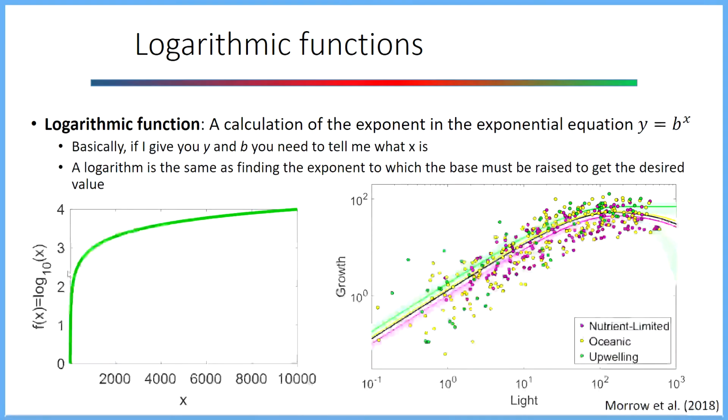Plotting this data using a log-log plot allowed us to clearly see the relationships and then fit a function to the data. By doing this, we were able to determine that there was no statistically significant difference in the relationships between growth and light in the 3 different regions.